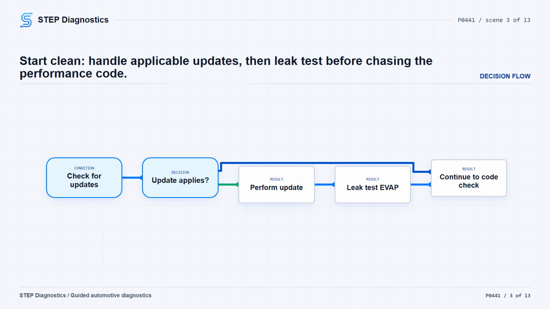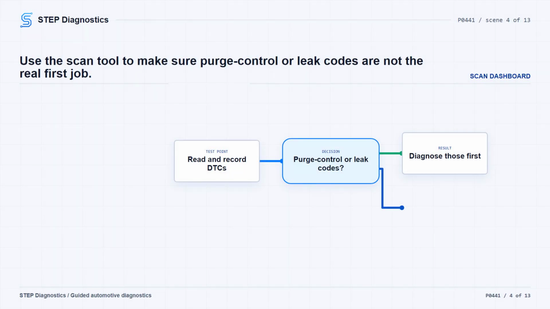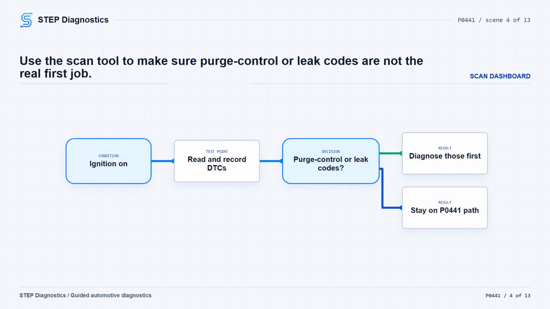Turn the ignition on, read the DTCs with the scan tool and record what is present. If there are active or pending purge solenoid control faults, or small or large EVAP leak faults, diagnose those paths first. If not, continue with the P0441 performance test.